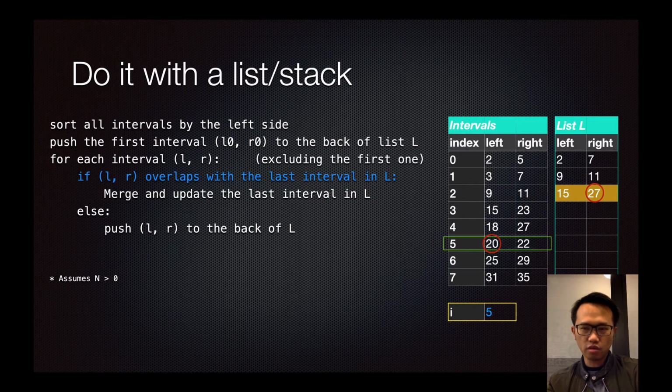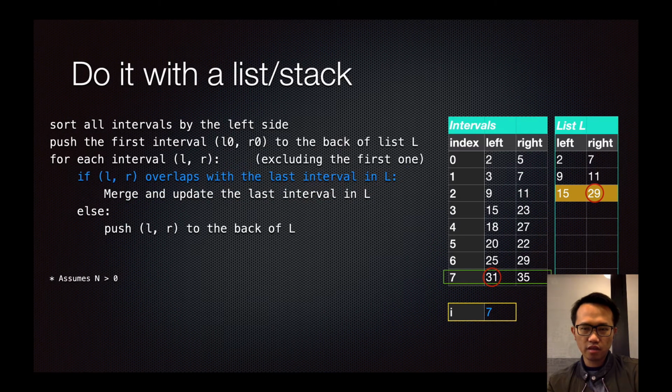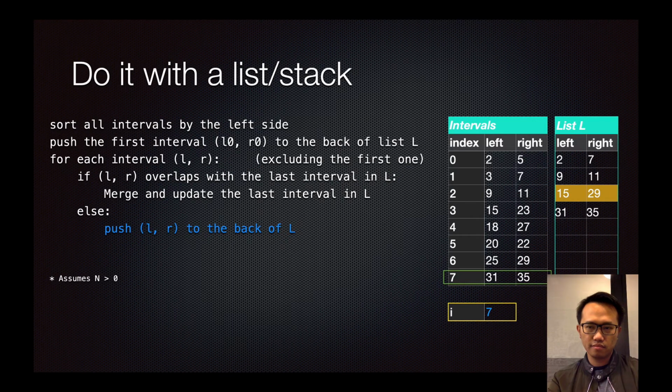The next interval also overlaps, but you don't need to do anything to merge them. The next interval also overlaps, and you stretch the right-hand side from 27 to 29. The final interval doesn't overlap, and so you push it to the back of the list. That's it. So now you've merged all the intervals in the raw data into 4 non-overlapping intervals in the list L, and all that's done in order of n time.